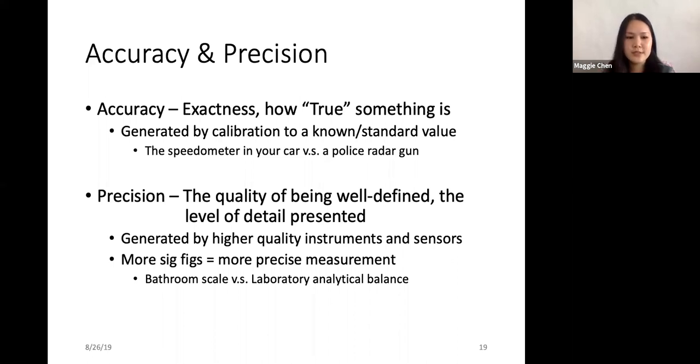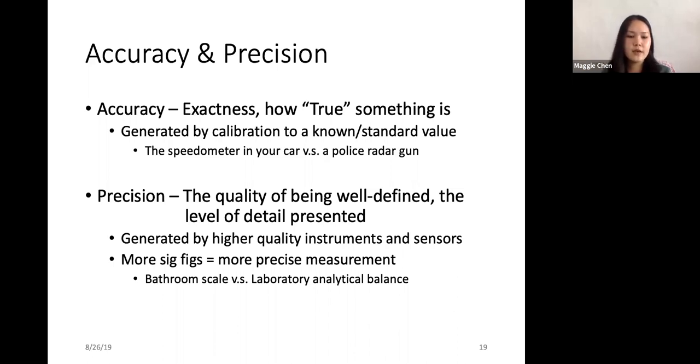But for precision, or how precise something is, it's the quality of being well-defined or the level of detail presented. So the more detail that you're given in your instrument or in your final number, the more precise it is. So precision is generated by higher quality instruments and sensors. The more sig figs, the more details that you're given, the more precise your instrument is.